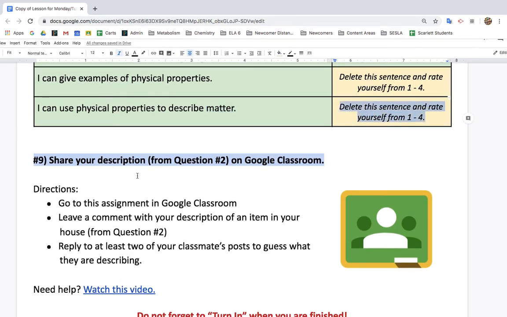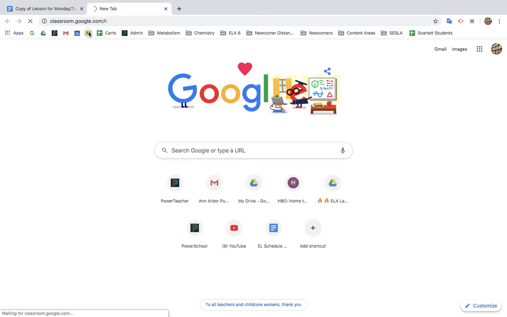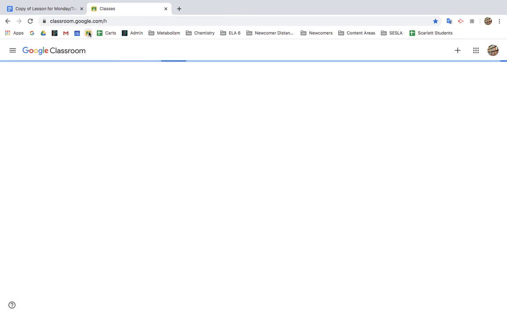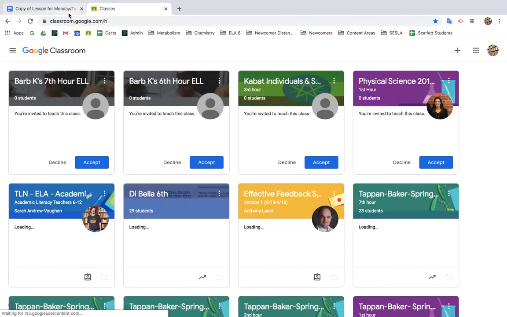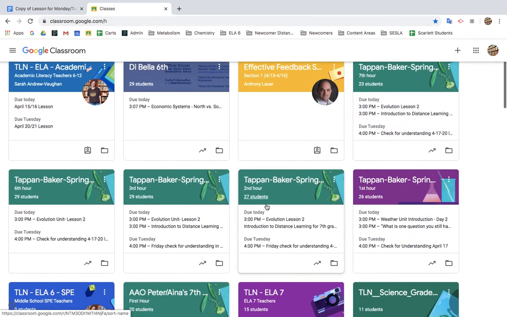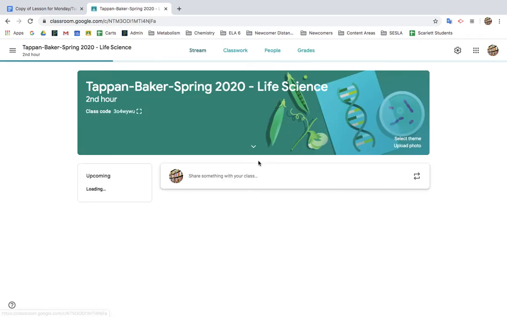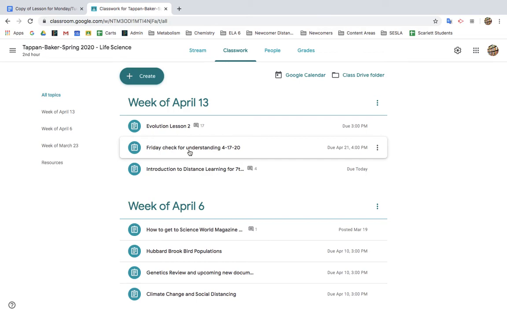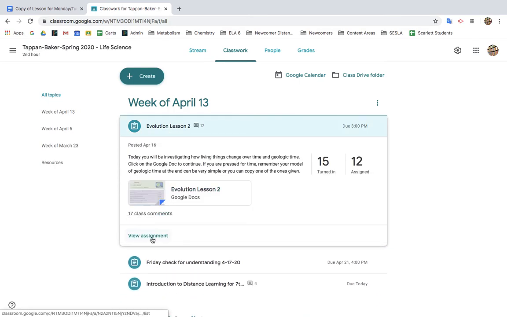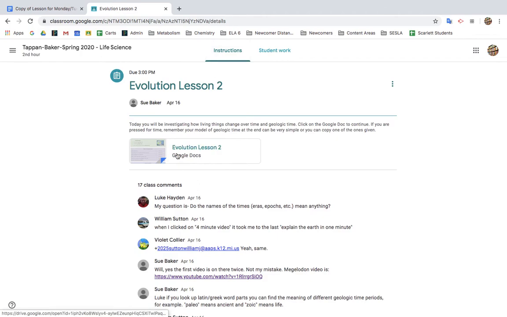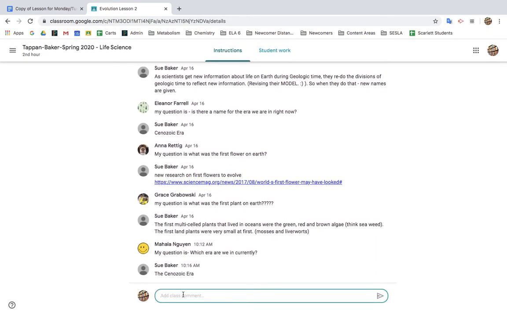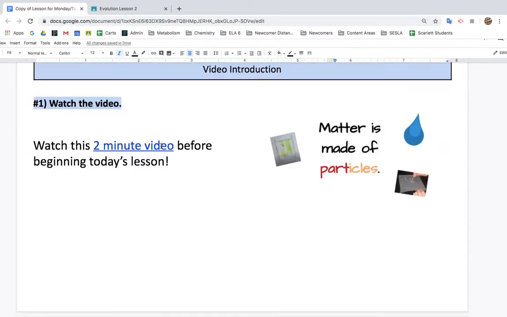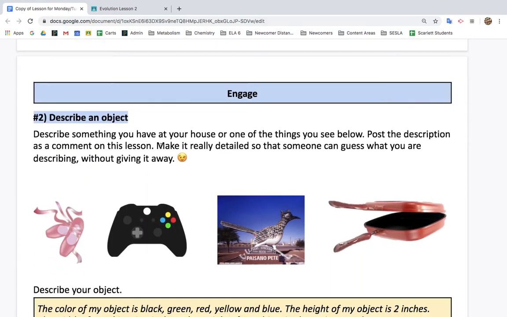Finally, you need to share your description from question 2 on Google Classroom. So you're going to go to Google Classroom, and you're going to find this class. I don't have this class, so I'll just use a different example. And you're going to find the assignment, say it was this. And when you click View Assignment, at the bottom, you should see a place to comment here. And in this comment section, you are going to copy and paste your description from here.